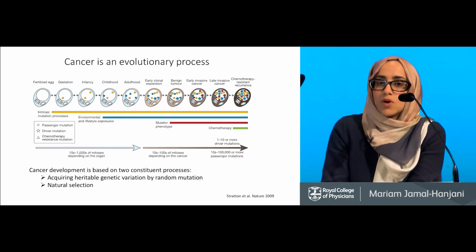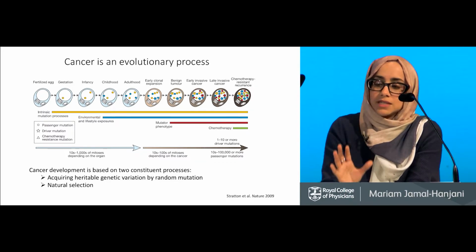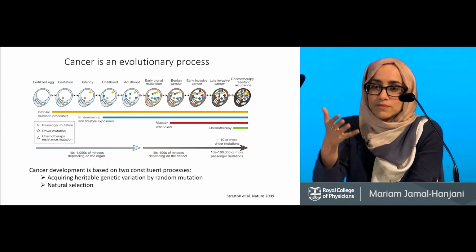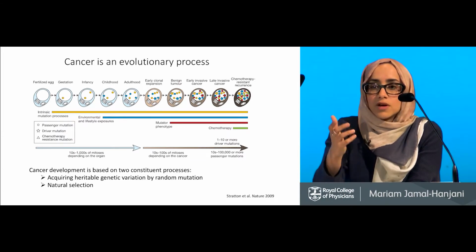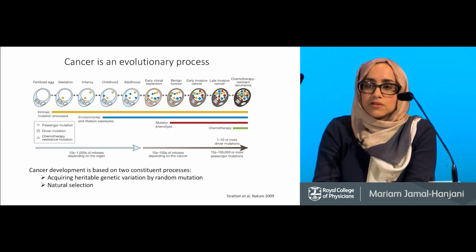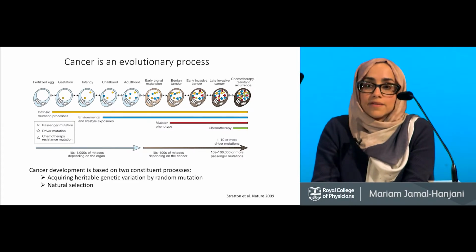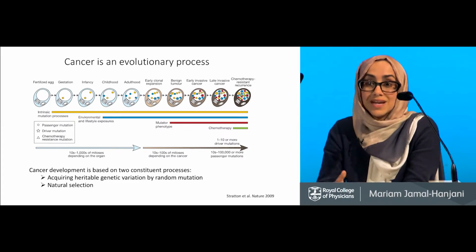So the premise of what I will talk about and the main background is that cancer is an evolutionary process. We know that from the moment we have a fertilized egg and the zygote, throughout childhood and adulthood we're exposed to various lifestyle and environmental exposures. Some may be known to be carcinogenic. These may be extrinsic factors, but also there are intrinsic factors.